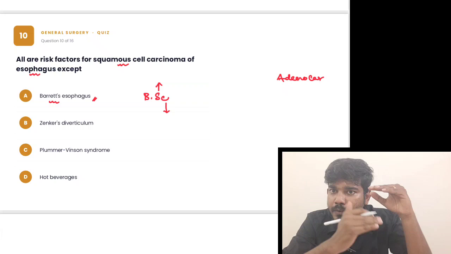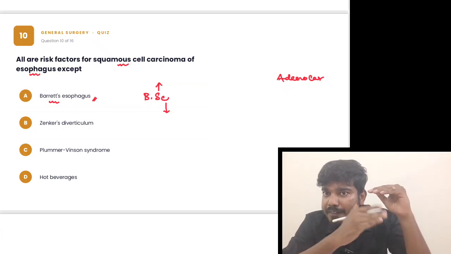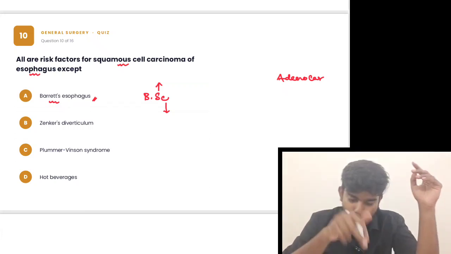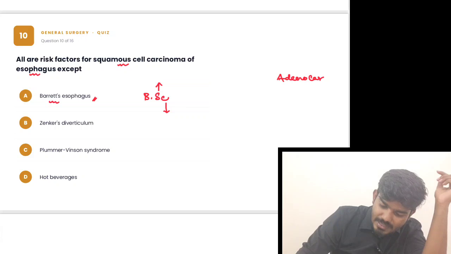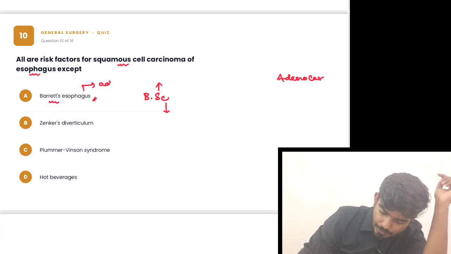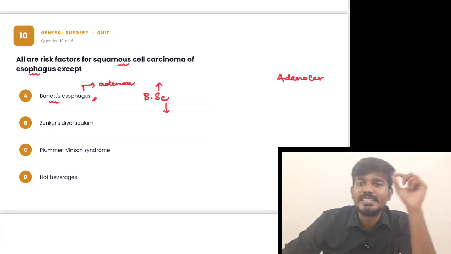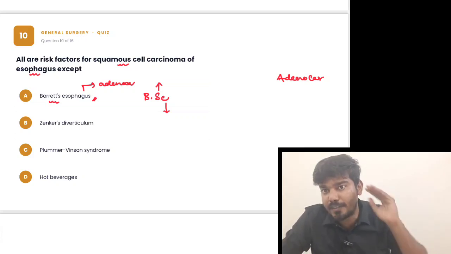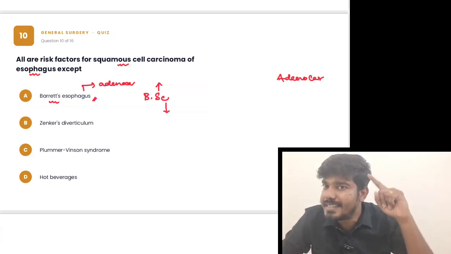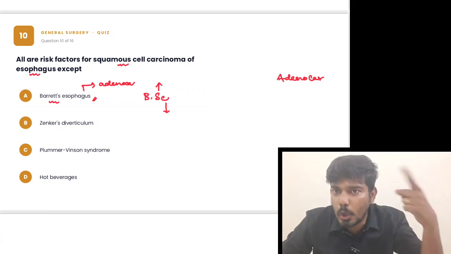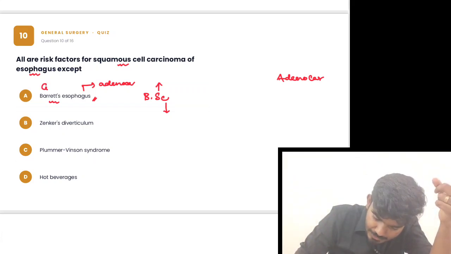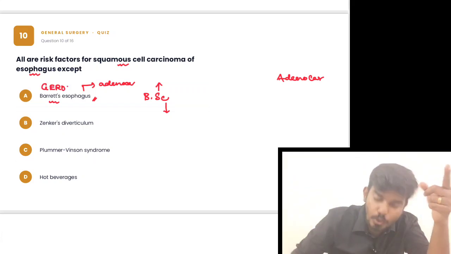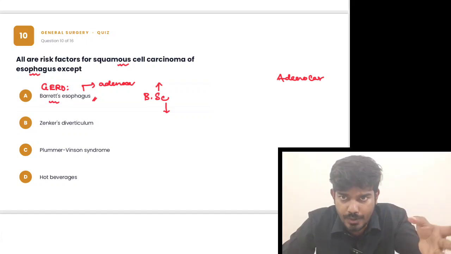So when it comes from the stomach, which part is usually affected? The lower one third. So this Barrett's esophagus is associated with adenocarcinoma. Also GERD causes this Barrett's esophagus. GERD, what is it? Because of reflux, Barrett's esophagus comes. GERD most commonly affects the lower one third. So GERD is also a risk factor for lower one third, that is, adenocarcinoma.